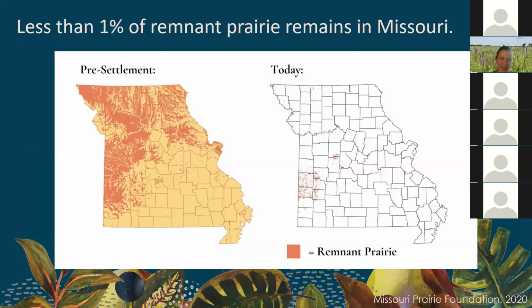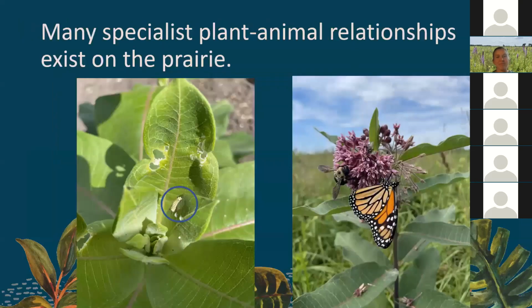So let's start thinking about the relationships going on here in the prairie now that we have the foundation of what we're talking about. So this one may look fairly familiar here. I hope it's familiar to all. If not, I'll share a little bit about here. So this is one example of a specialist plant and animal relationship that exists on the prairie and in some other ecosystems here in Missouri.